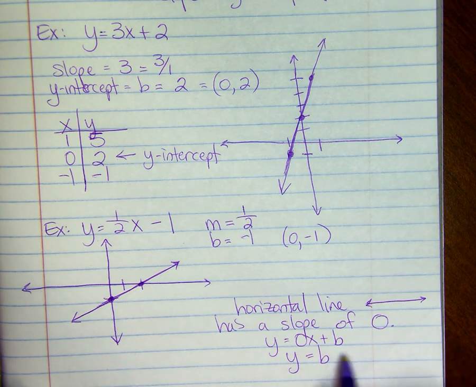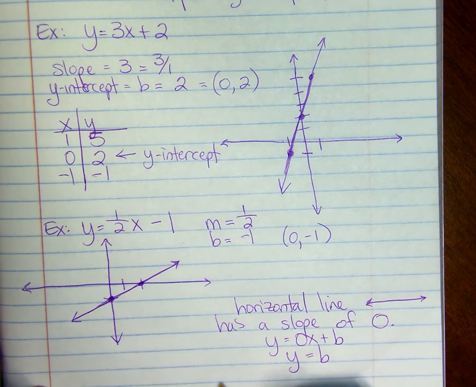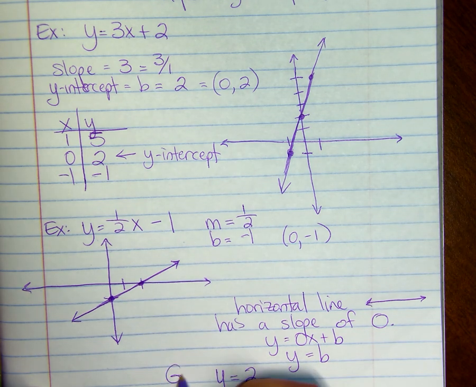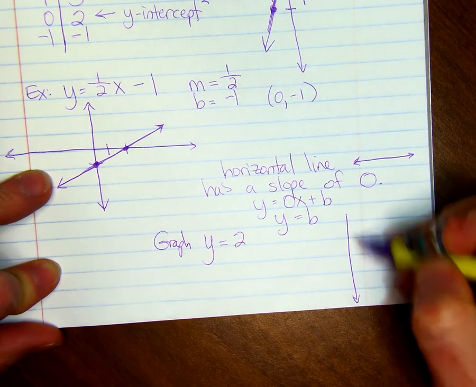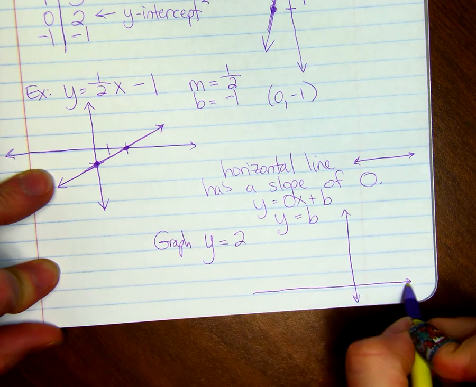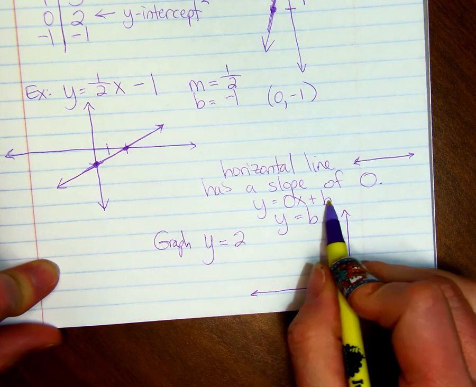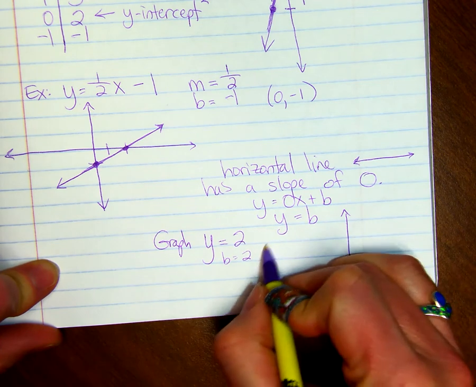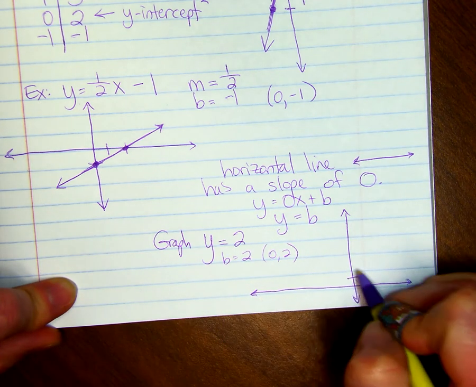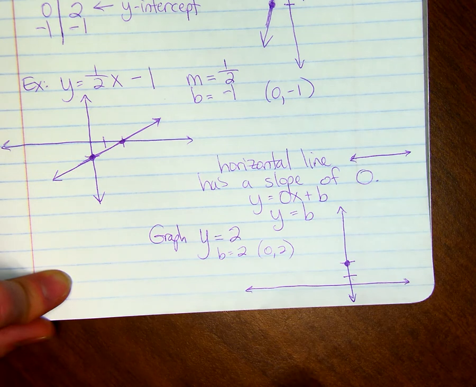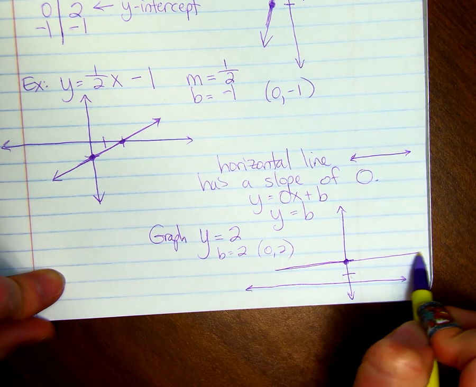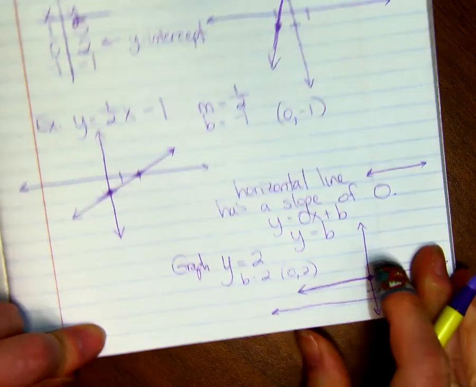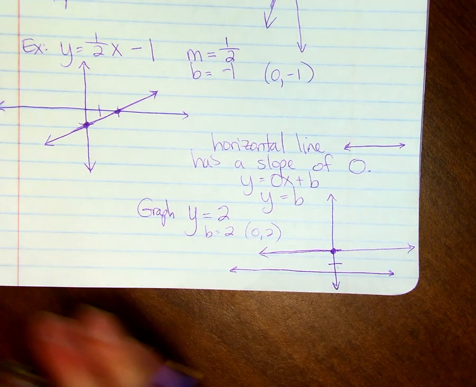So when you have an equation, y equals a number, so let's say y equals 2, we're going to graph that. It's going to be a horizontal line. And remember that b equals 2, so that's the y-intercept, (0, 2). So we go up 2, graph the point. Now our slope is 0, so we know that it's a horizontal line. So we just draw a line right through that number, and that's our graph, y equals 2.